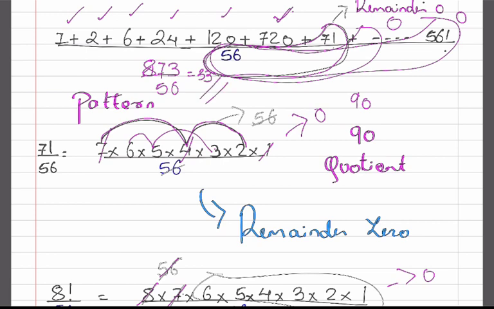So what did I do? I added till 6 factorial, because till 6 factorial I am not getting any 7, so the remainder will not be 0. So add all of them, I get 873, divide that by 56, I get the remainder 33. And that is my answer to the question.